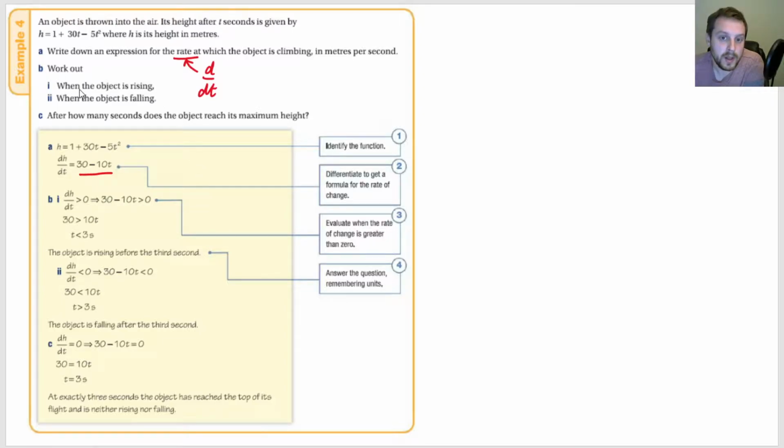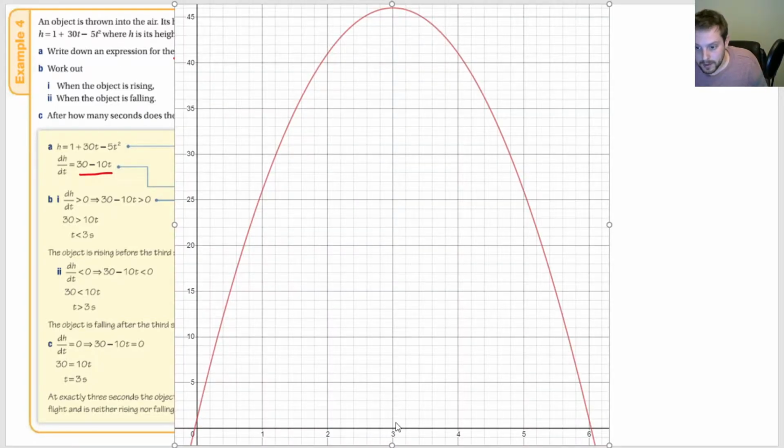Then it says, work out when the object is rising and when the object is falling. So it's going to be rising when dh by dt is positive, right? Because then it's an increasing function. So you solve this greater than 0, and I guess this is what you get. So t is less than, so for anything up to and including 3 seconds, and actually if you remember what the graph looked like, that was what it looked like, right?